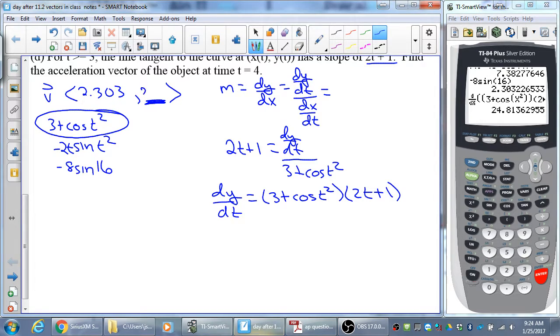24.814. So we finally got it. We finally got the derivative of the derivative, and evaluated at 4. That was kind of involved. Any questions on that concept there? Okay, cool.